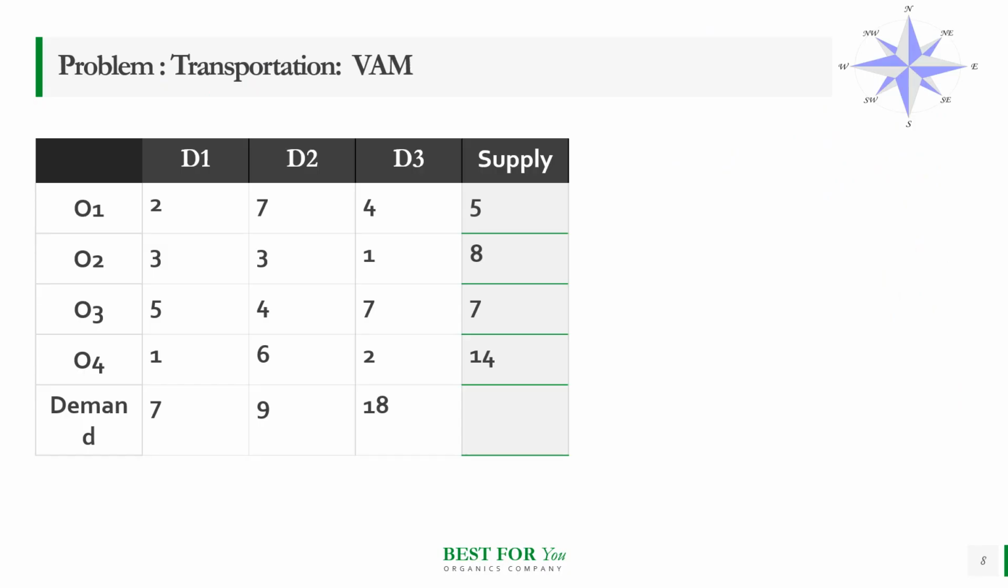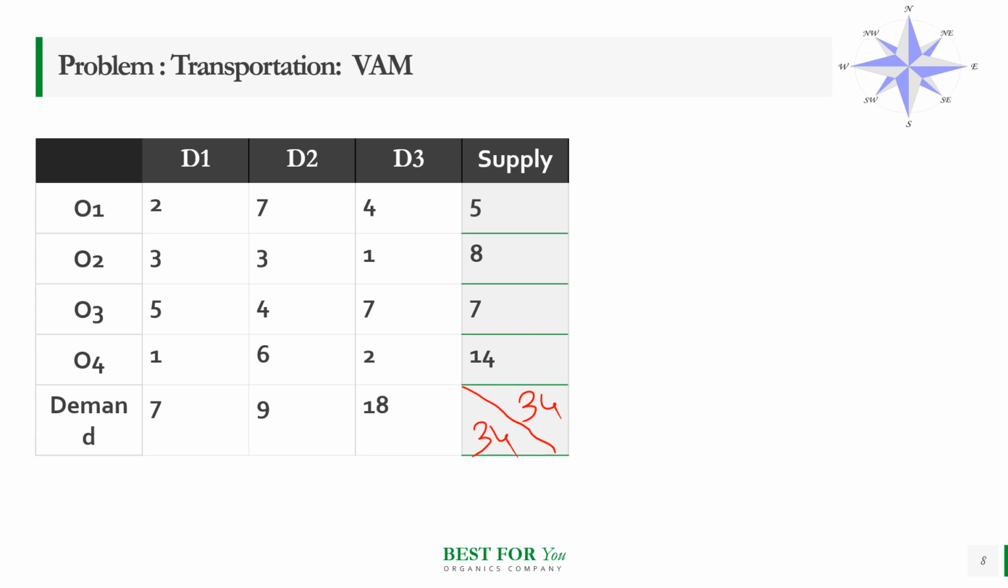We are going to go with the same example that we discussed for the previous two methods. Today we are going to do it with the VAM method. Here again, the first thing is you have to check whether the problem is balanced or not. Already we have done the balanced one: 34 for the demand and 34 for the supply. The problem is balanced, so we can proceed with the VAM method.